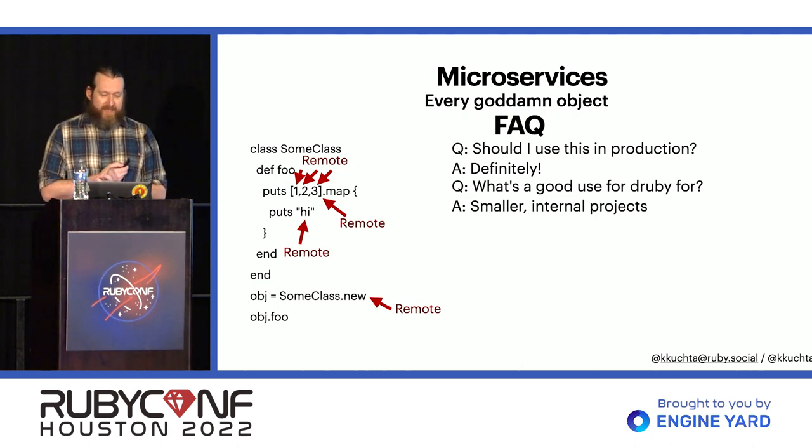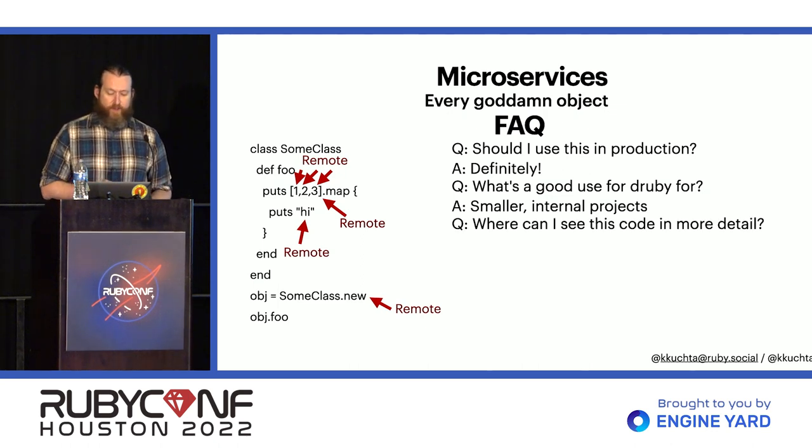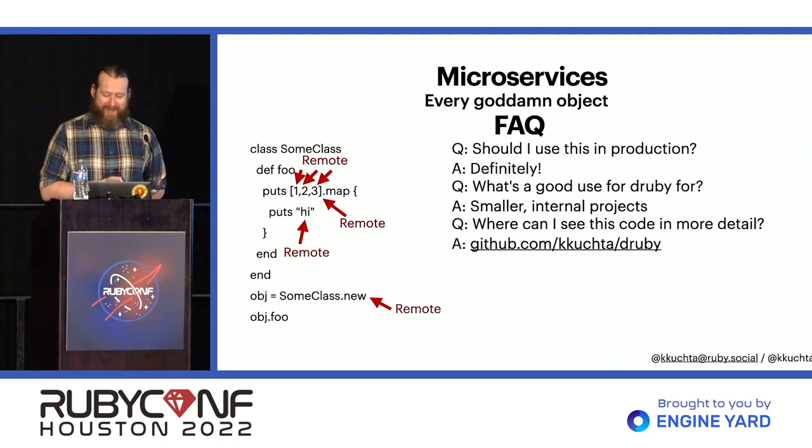Anyway, because some people just can't help but rubberneck at a car crash, I'm sure some of you are wondering where you can see this code in more detail. And you can find this particular code on my GitHub. It's the same code, just with more detail, with a lot more comments and hopefully a little bit easier to read and with a lot of the infrastructure gaps filled in.